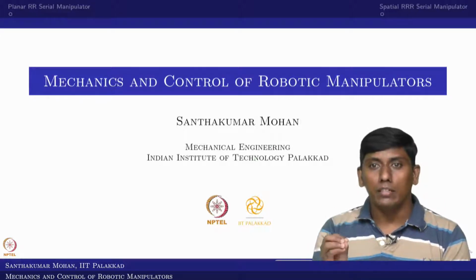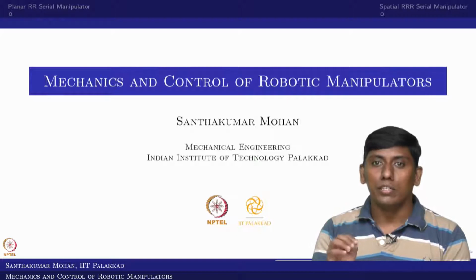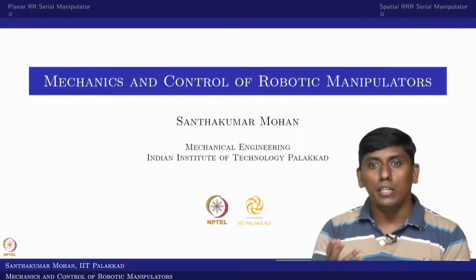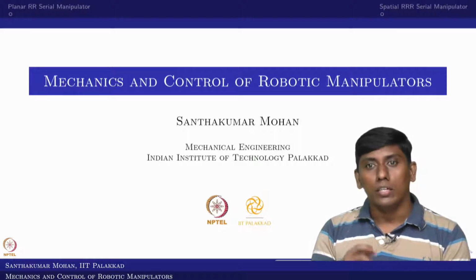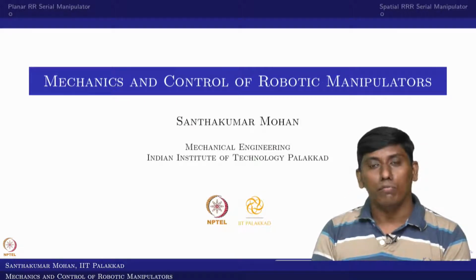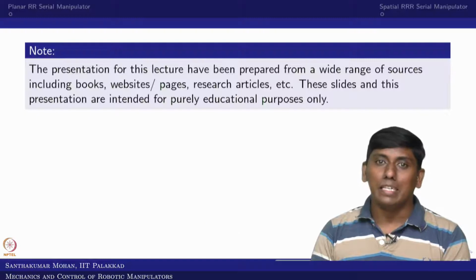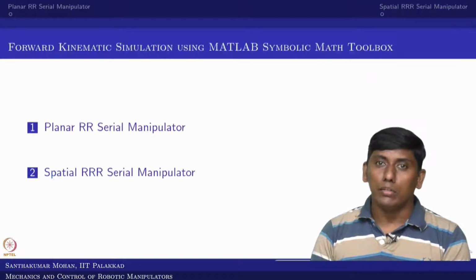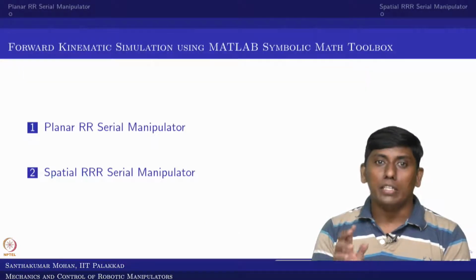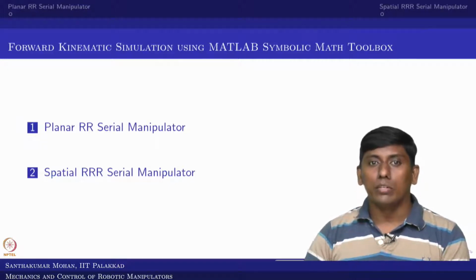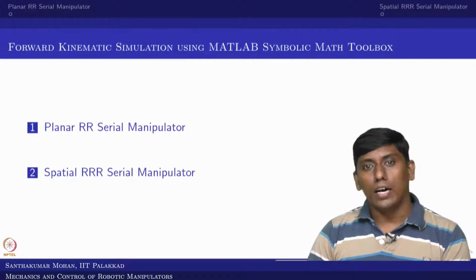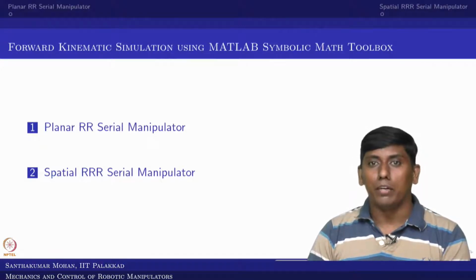If you get this, then we can use the same MATLAB for solving the equations, and we can even find the inverse kinematic solution, as long as the sufficient and necessary conditions are fulfilled. In that sense, we would be taking two examples. Initially we start with the planar RR serial manipulator, and then the other one is a spatial RRR serial manipulator.